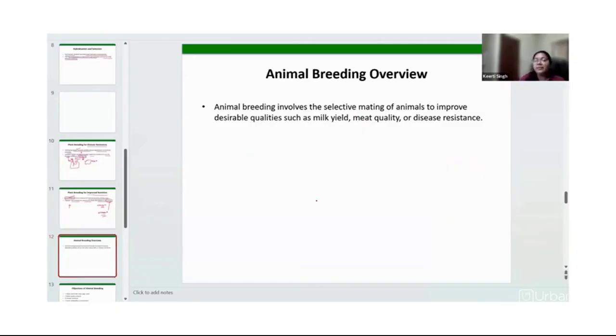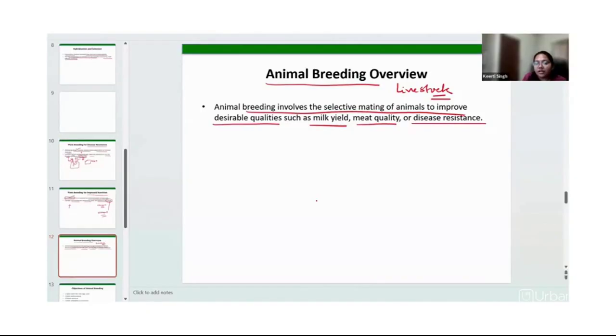Now, animal breeding. When we are saying animal breeding, of course, we are talking about the livestock population, right? So, animal breeding involves the selective mating of animals to improve desirable qualities such as milk yield, meat quality, or disease resistance.